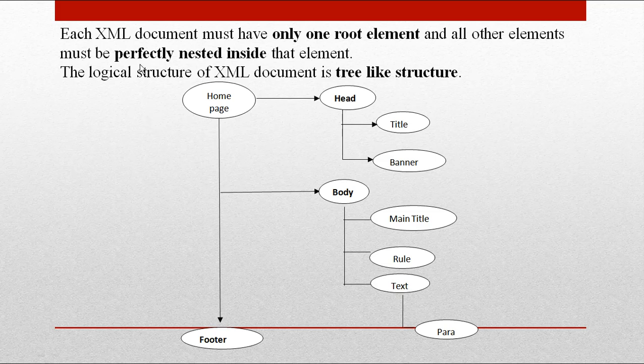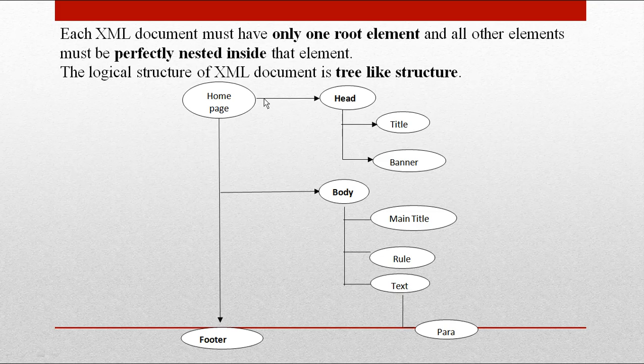Now each document must have only one root, okay. It must have only one root. More than one root is not allowed. More than one root element is not allowed in XML documents, and all other elements must be perfectly nested inside that element. And the logical structure of the XML document is like a tree structure.